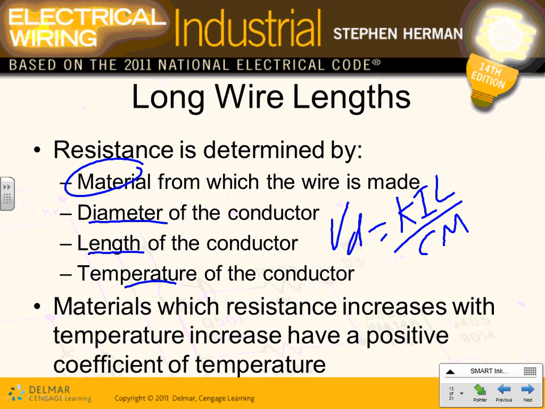So the higher the current, the more voltage drop you have. The longer the distance, the more voltage drop you have. The bigger the conductor size, the less voltage drop you have. Any comments, guys, about the factors that determine the voltage drop for a conductor? Longer length, more voltage drop. Bigger current, more voltage drop. Bigger conductor, less voltage drop. Yes, sir.